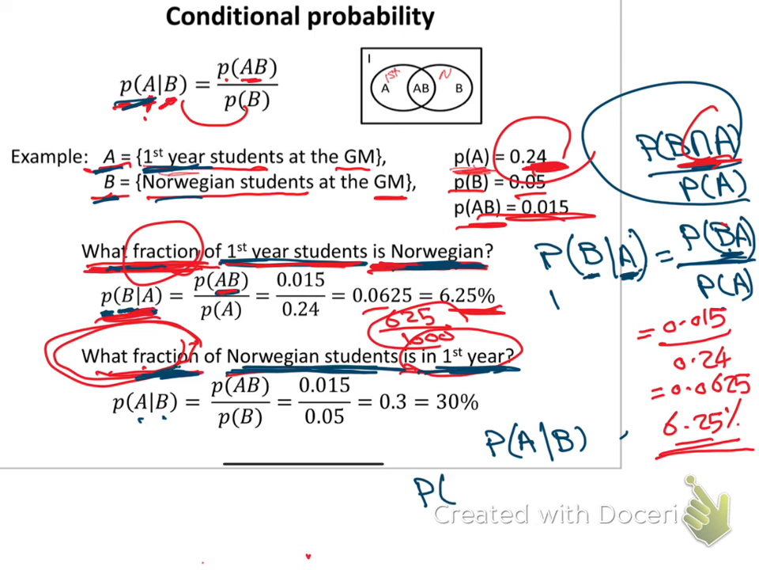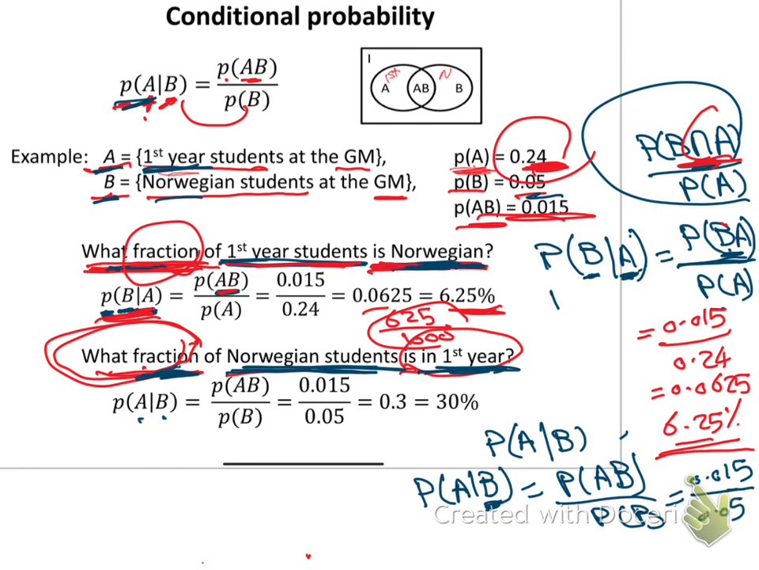So the probability of A given B equals the probability of AB, which is BA or AB because this is an intersect, divided by the probability of the last one, the probability of B. So it will equal the probability of AB or BA, which is 0.015, divided by the probability of B, which is 0.05, which equals 0.3 or 30%, or 3 divided by 10. Okay, I hope that this one also is clear.